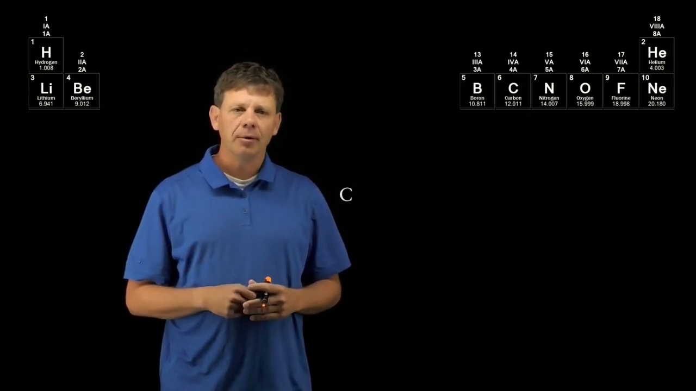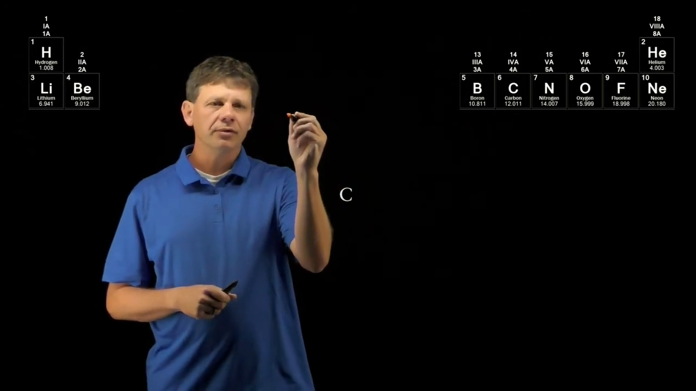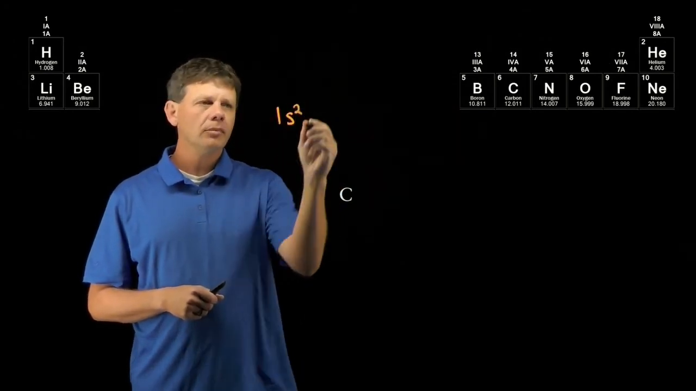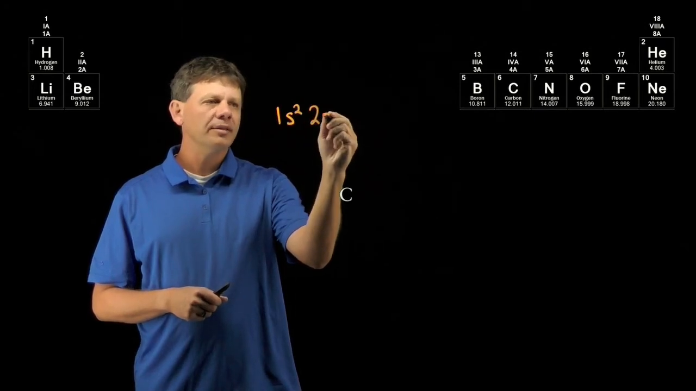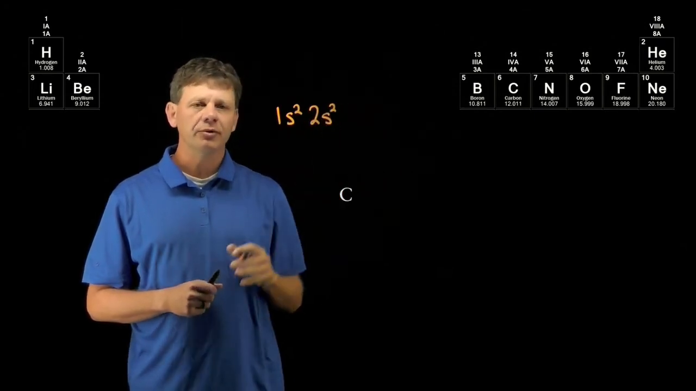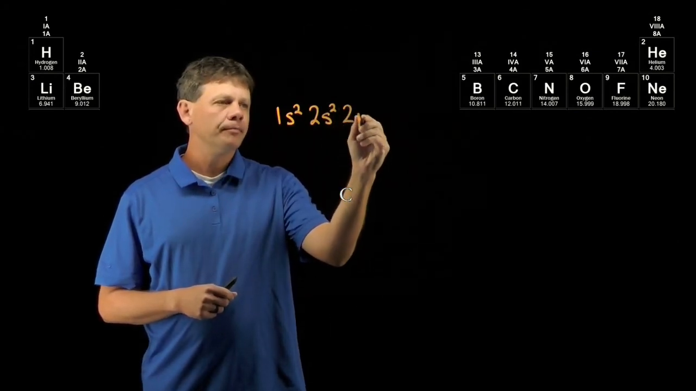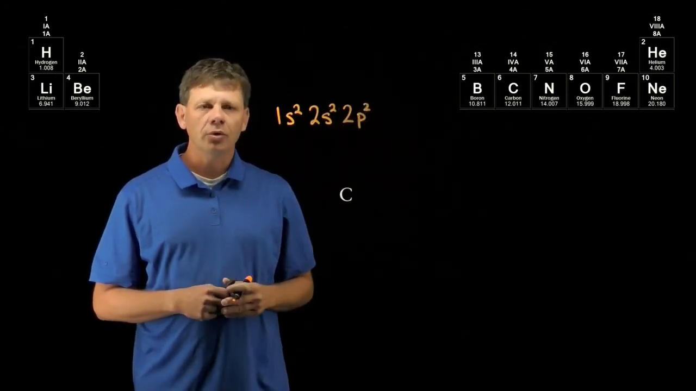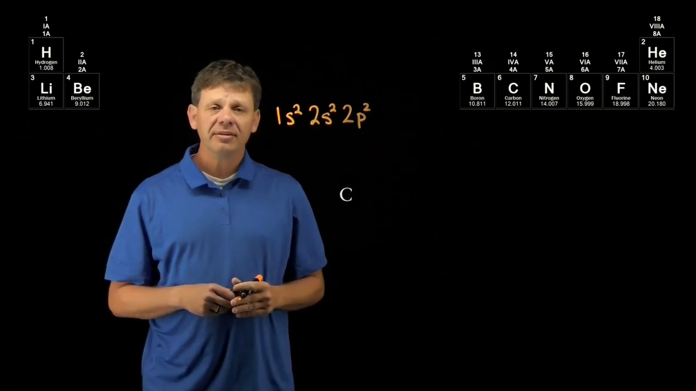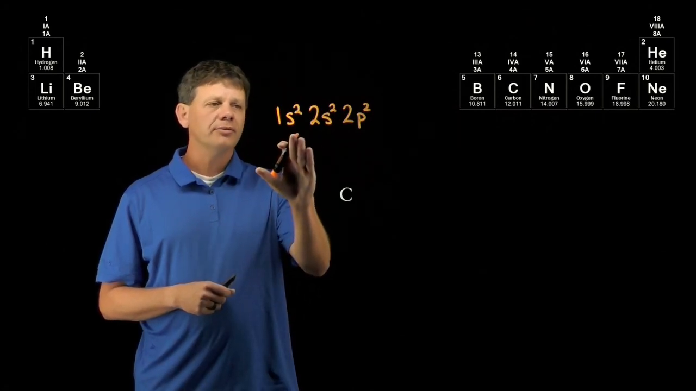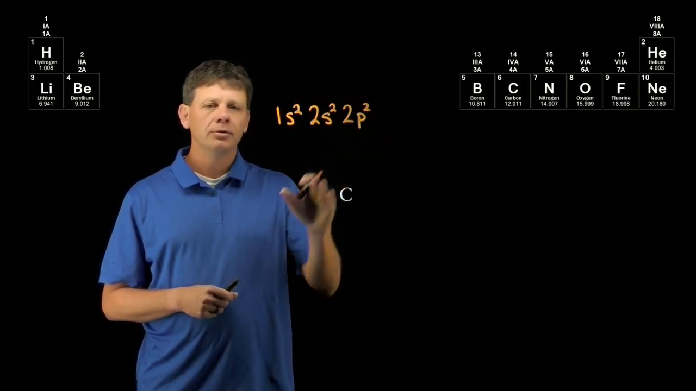are in that shell. So the electron configuration for carbon is going to be 1s2, 2s2, remember that the s orbital can hold a maximum of 2 electrons, and then 2p2. The total number of electrons adds up to 6, which matches the number of protons in the carbon atom. The electron configuration of carbon is 1s2, 2s2, 2p2.